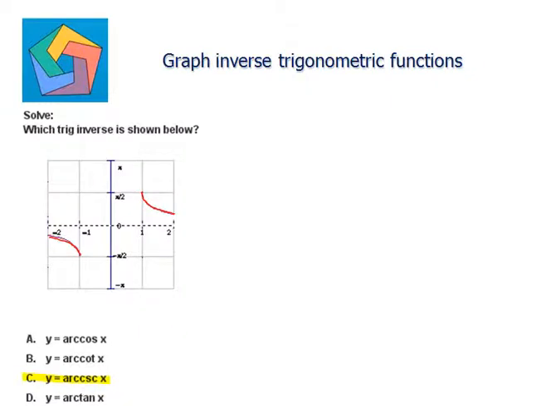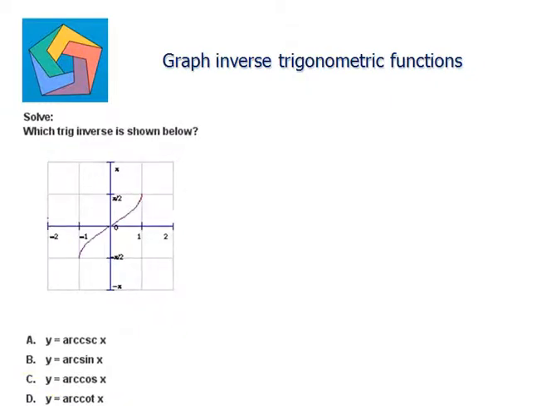Next problem. Solve which trig inverse is shown below. The graph is going like this between -π/2 and π/2, and the domain is -1 to 1. Such a graph is of the sine inverse. So this is the arc sine graph, which is the answer in part B.